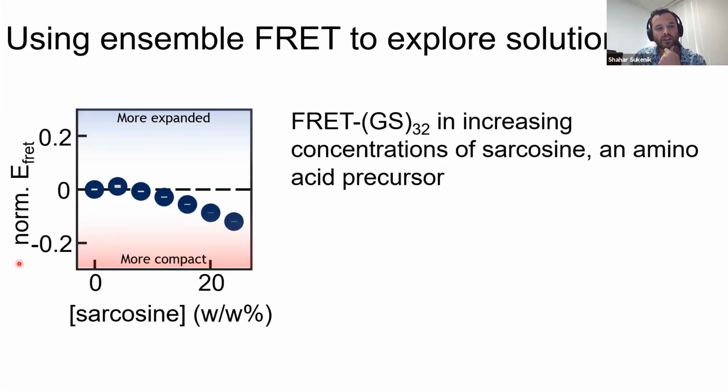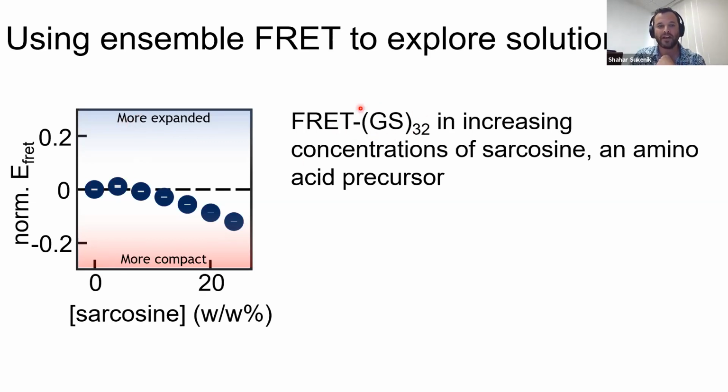And so over here, this is the basic experiment that we started doing. On the x-axis, we have the concentration of a solute. In this case, it's sarcosine, which is actually a pretty prevalent co-solute inside cells, and it's a precursor of several amino acids. And then on the y-axis, we have this normalized FRET efficiency. So this would be essentially the FRET efficiency divided by the FRET efficiency of a GS linker of the appropriate size, minus 1. So when it's 0, it's exactly the same dimensions as a GS linker of the same size. When it's positive, it means the sequence is more expanded. Negative means it's more compact.